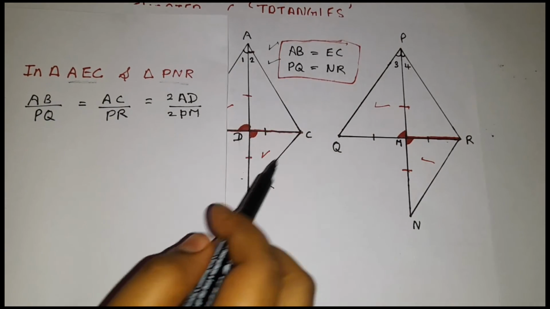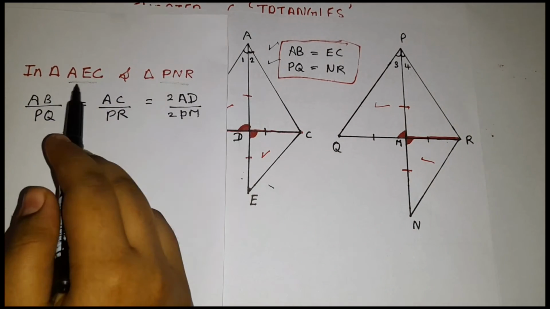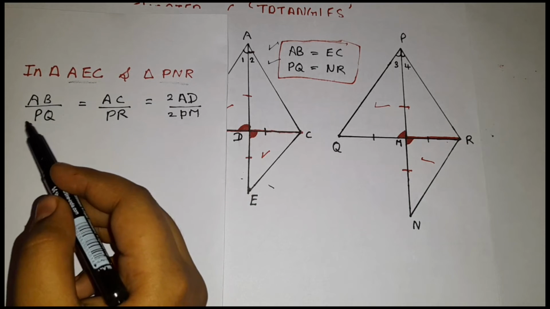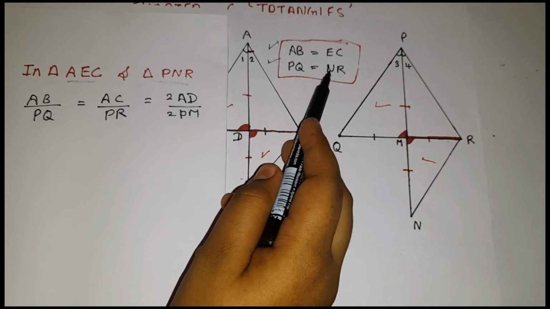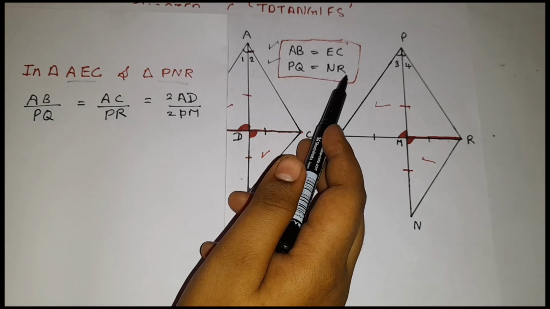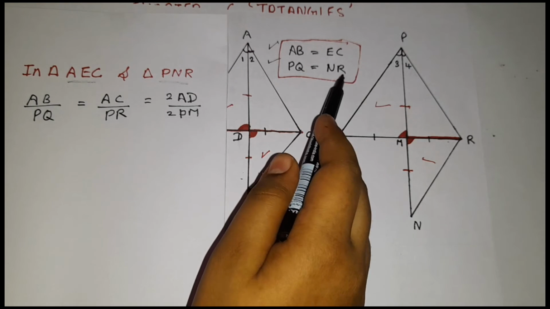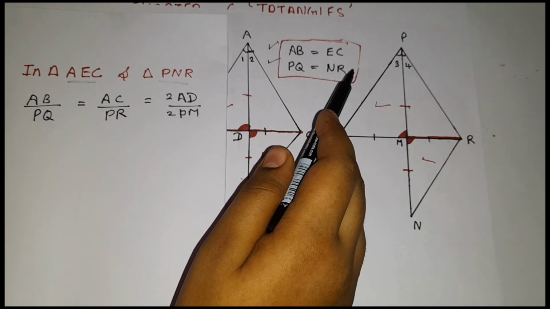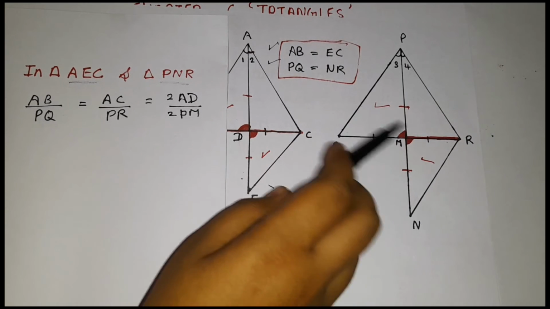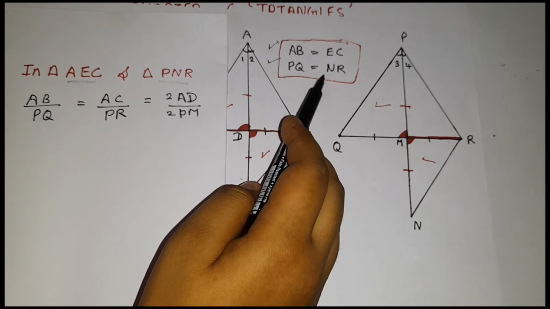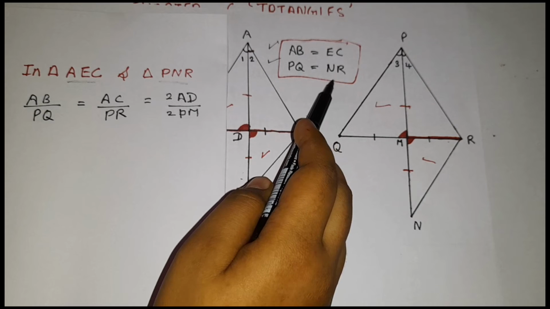Why? Because EC is in triangle AEC, and instead of writing PQ, I can write NR. Why? Because PQ is equal to NR. How did I get PQ equal to NR? By proving congruency. When we just proved these two triangles congruent, I got PQ equal to NR. That is the meaning of congruency.